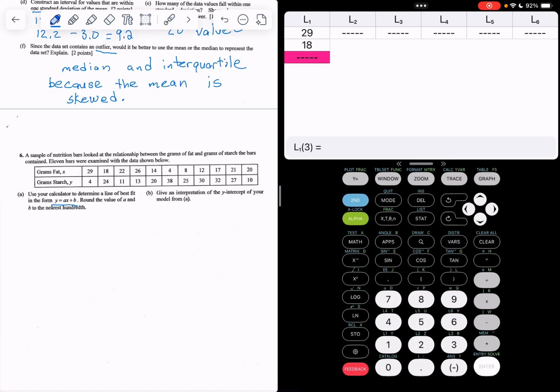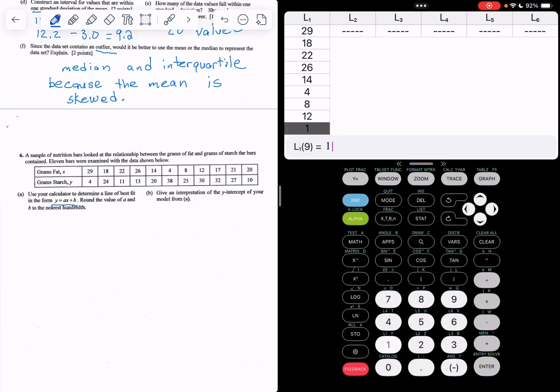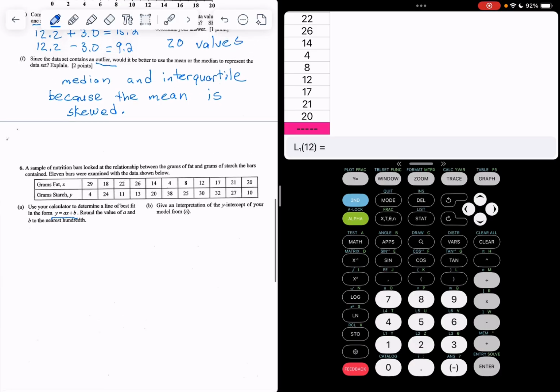18, 22, 26, 14, 4, 8, 12, 17, 21, 20. And like earlier in third period when I did one, I didn't have enough data for both sides, right? That says 11 data points. 1, 2, 3, 4, 5, 6, 7, 8, 9, 10, 11. So we're all set, right?